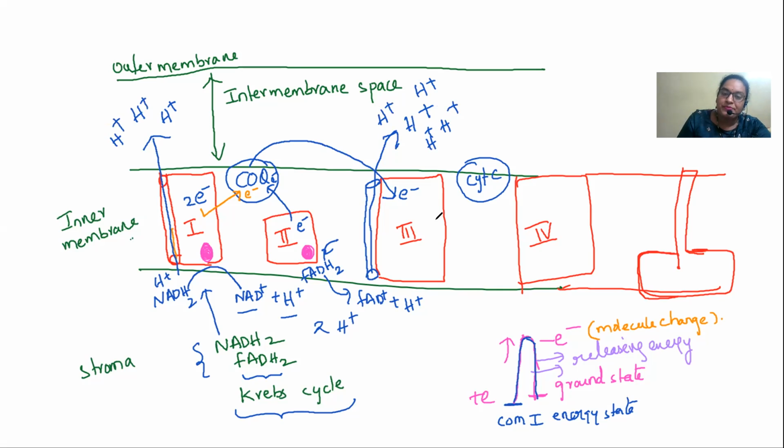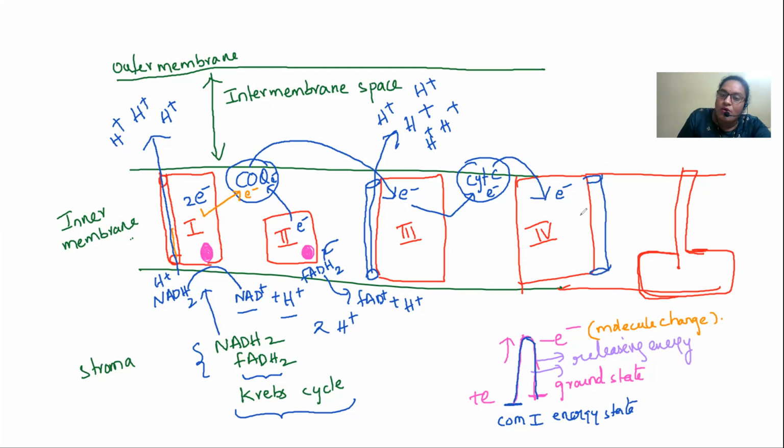Okay, now this electron is being kicked up into the cytochrome C. Cytochrome C is also an electron carrier. And now the cytochrome C is going to transfer these electrons into the complex number 4. Okay, and this complex number 4 is also going to contain what?